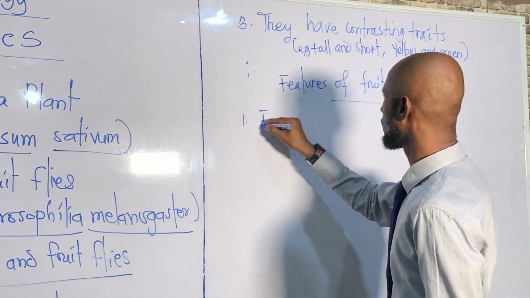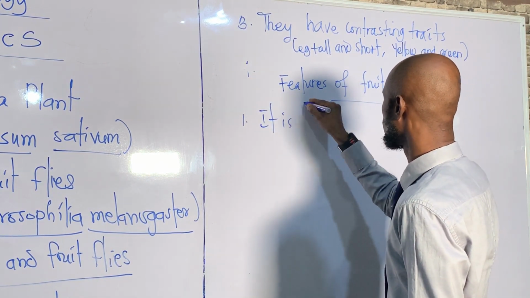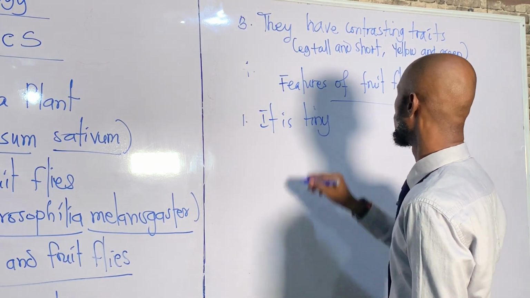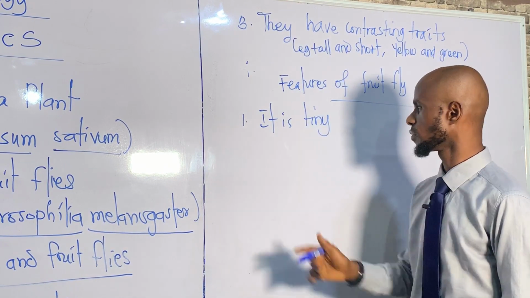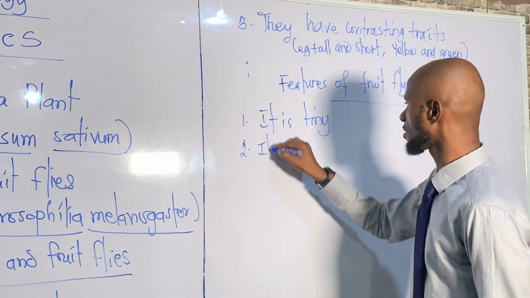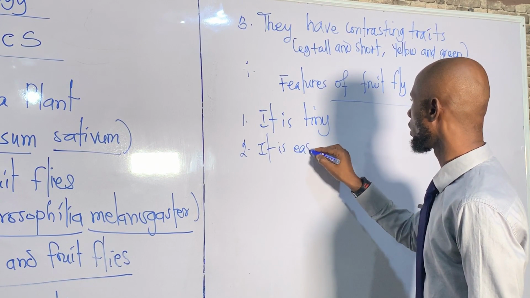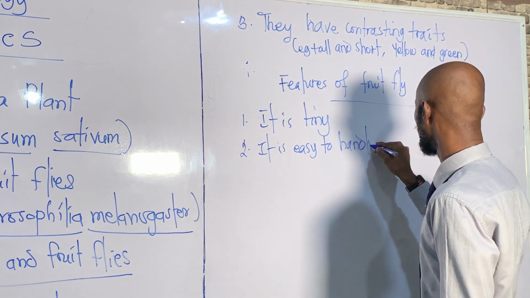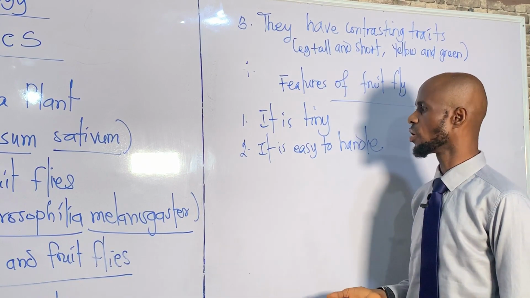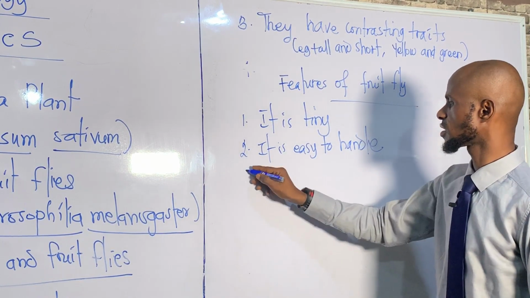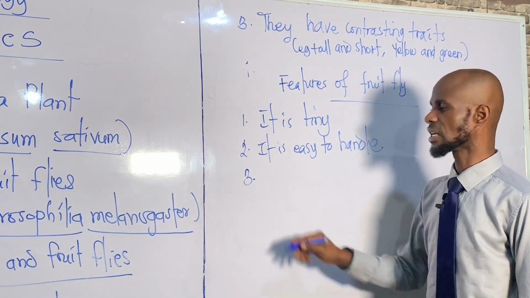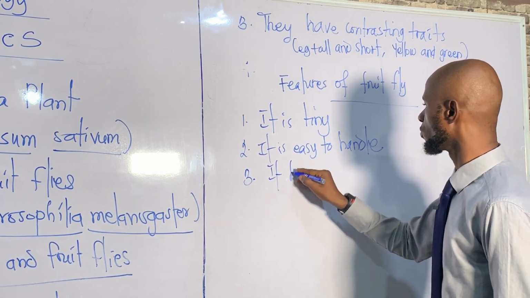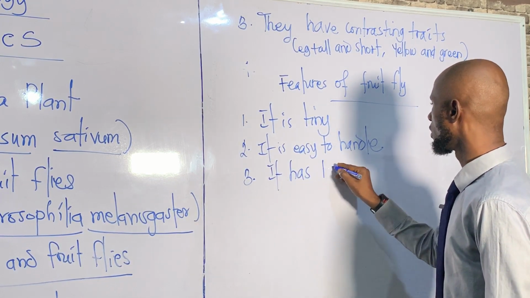So it is tiny, which makes it to be kept in the laboratory. Number two is that it is easy to handle. It is easy to handle compared to other flies of the same category. Number three is that it has large chromosome in the salivary gland.